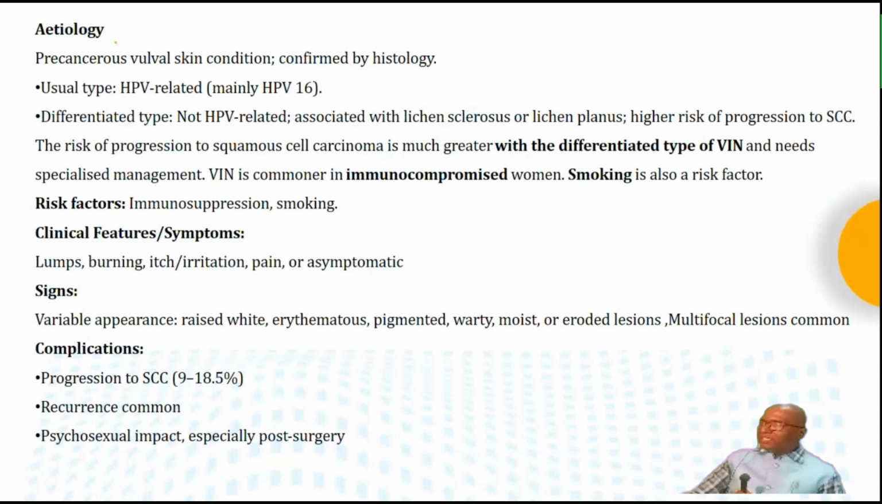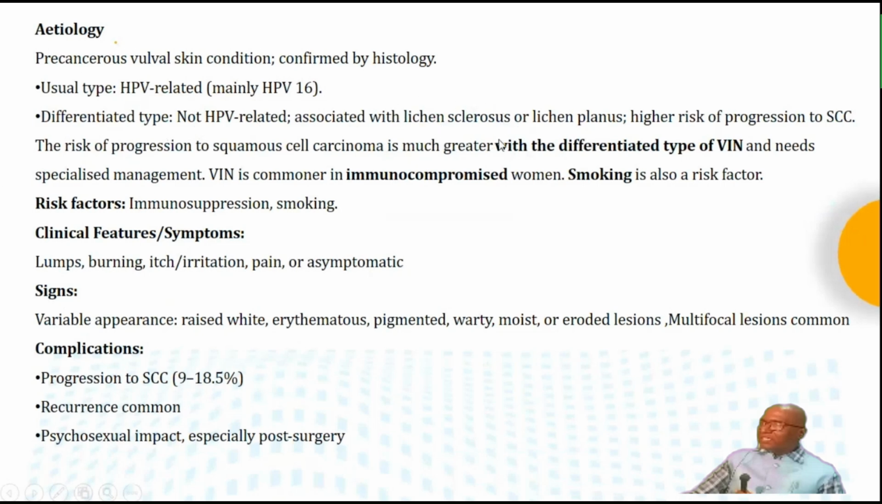There are two types. You should remember these two types and their differences. The first type is the usual type, and the second is the differentiated type. The usual type is HPV related, and they may ask which specific HPV is responsible for causing this VIN. It is HPV 16. In the differentiated type, it is non-HPV related. It is associated with LS and LP.